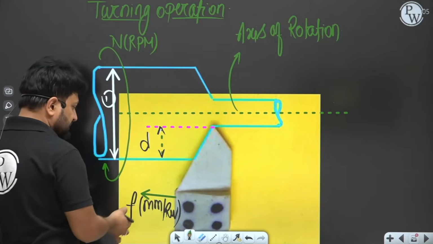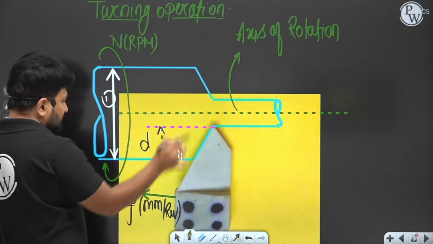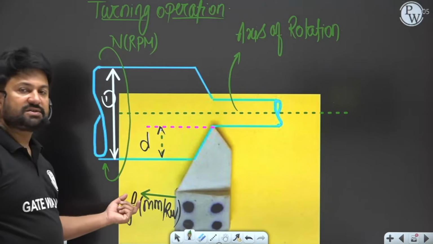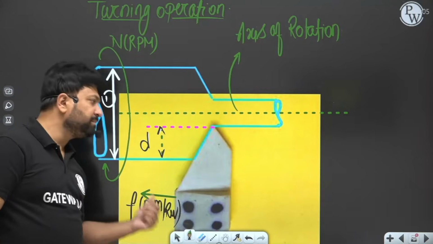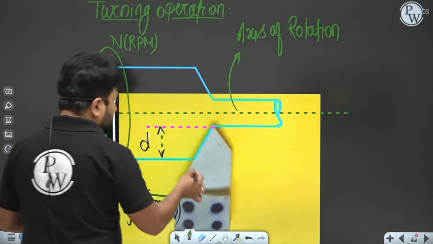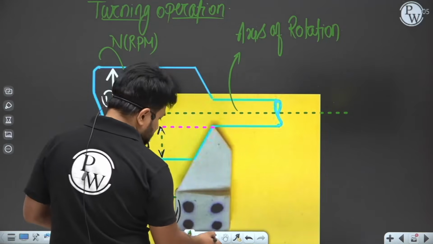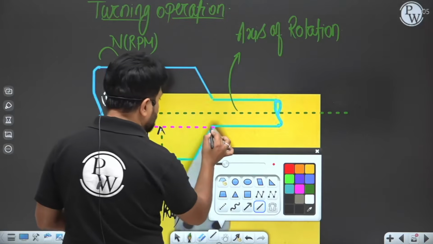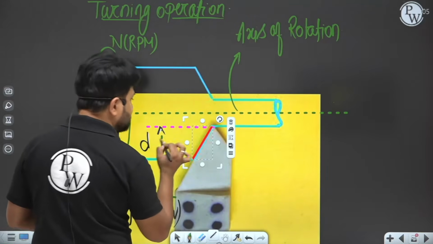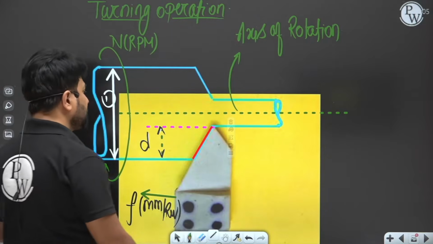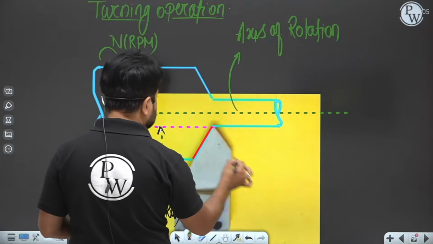The tool is coming in this direction. Per revolution the tool advances some amount, in millimeters, in a linear direction. So when the tool is coming in this direction, you can see the tool is in contact with the workpiece along this line. This line is known as the line of action.